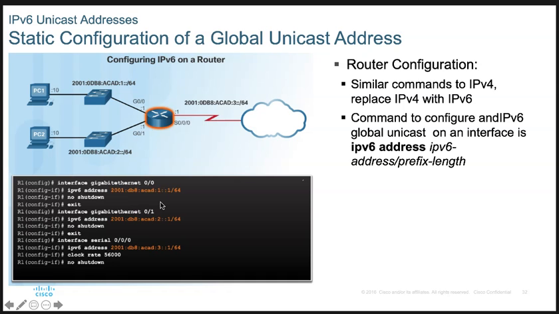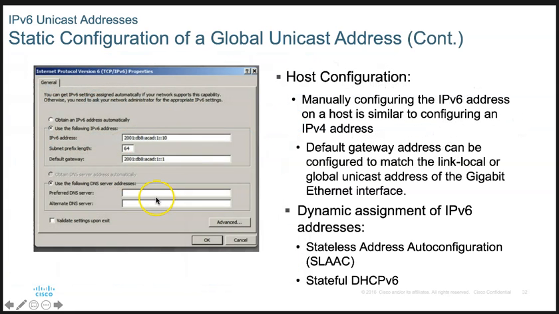Can we assign a computer an IPv6 address? You bet we can, similar to the way we do it in IPv4. It's just a little bit lengthy. See, here's a computer that is using an IPv6 address instead of an IPv4. So here is the IP address, here is the subnet mask, and here is the default gateway over here.